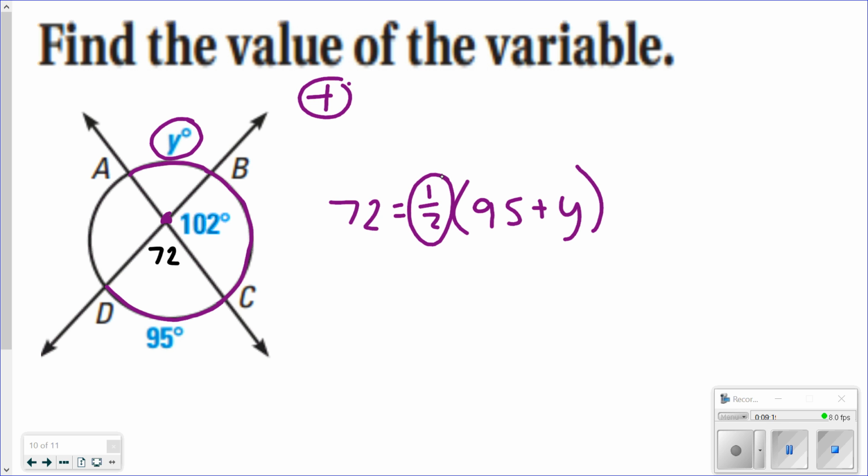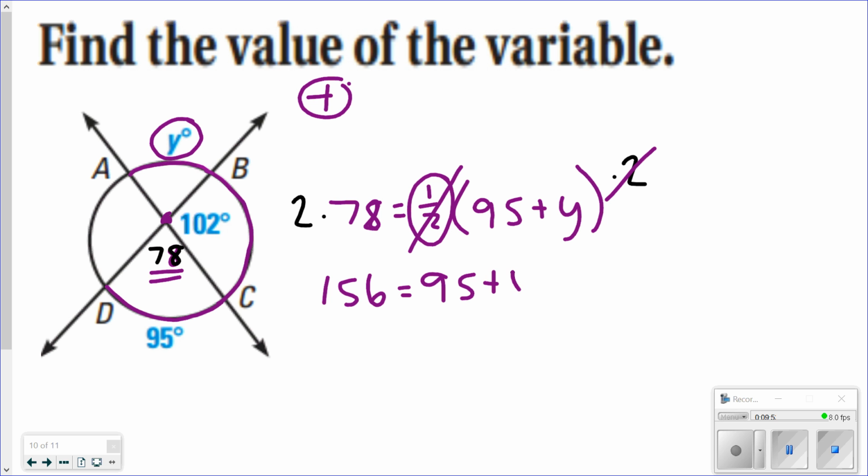First thing I want to do is get rid of this 1/2, and to do so, it means I'm going to multiply each side of the equation by 2. I'm sorry, I just realized I wrote 72 instead of 78 for that angle measure. So let's try that again. I need to multiply 2 by both sides of my equal sign. So the 1/2 and 2 cancel out. So 2 times 78, I get 156. That's equal to 95 plus y. Subtract 95 from each side, so 61 is equal to y.